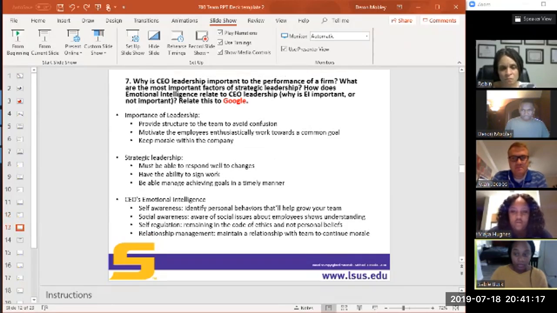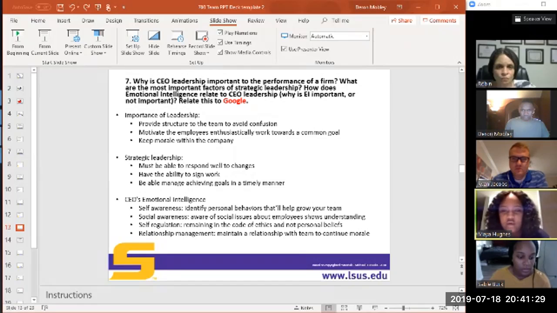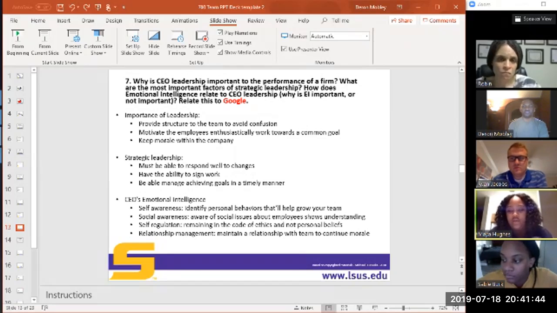Okay, so moving on, we talked about leadership, which Maya did this portion. So why is CEO leadership important to the performance? I feel that the importance of CEO leadership is to provide structure to the team to avoid confusion. If there's no instruction or no objective for the employees to follow, then of course nothing will get done, or everybody will be confused as to what their position or job role is.